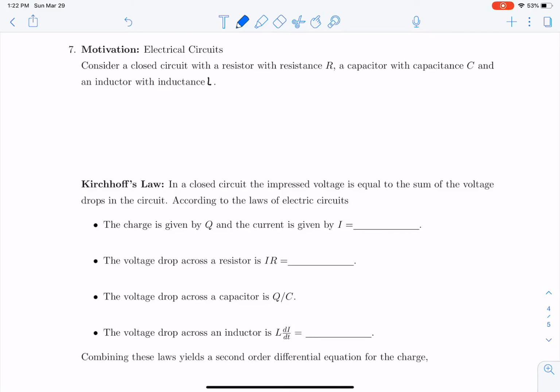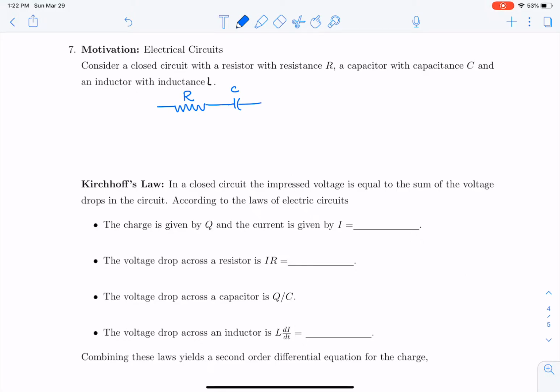An example that will motivate our use of Laplace transforms to solve differential equations is electric circuits. So we're going to consider a closed circuit with a resistor R, and on a circuit diagram it's usually represented by one of these squiggly lines, and a capacitor with capacitance we'll call C, and a capacitor stores charge.